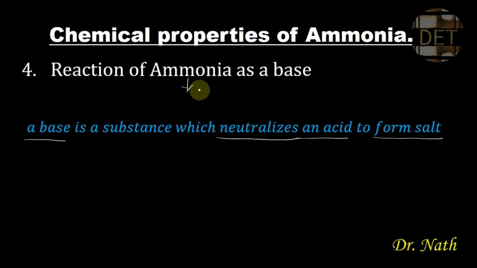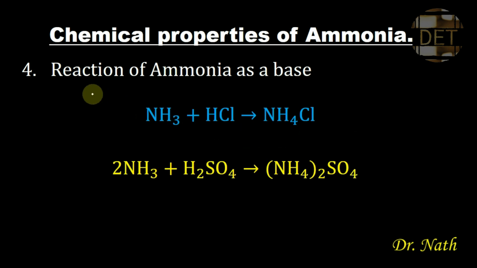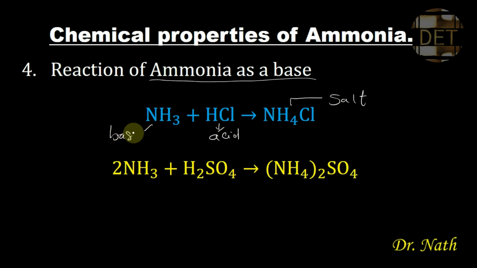And ammonia is an example of a weak base. So when it reacts with acids, it will form salt. So we're looking at the reaction of ammonia as a base. That means when ammonia reacts with acid, it will form a salt because ammonia now is acting as a base. So when ammonia, NH3, reacts with hydrochloric acid, HCl, it will form ammonium chloride. This ammonium chloride is a salt. This is an acid, and this is acting now as a base. So when this base reacts with this acid, it will form a salt.